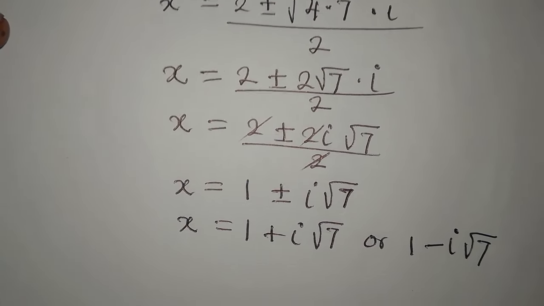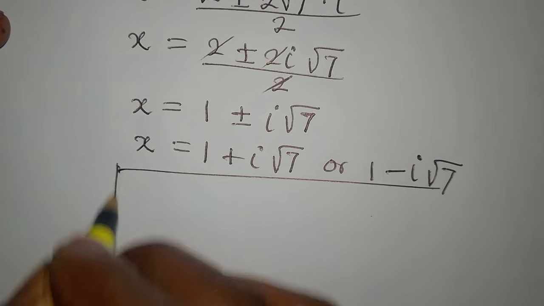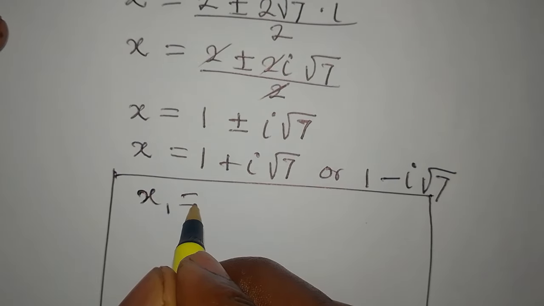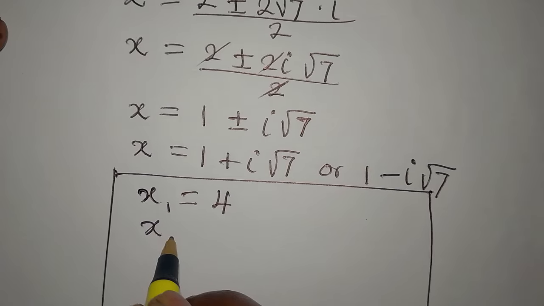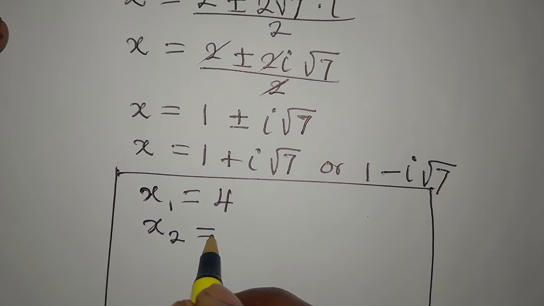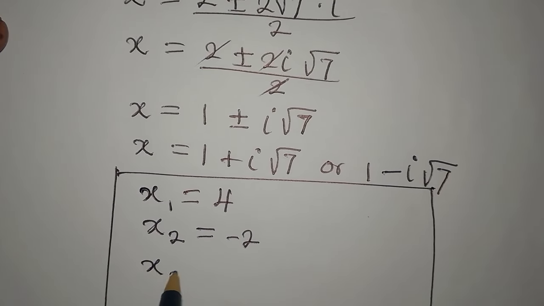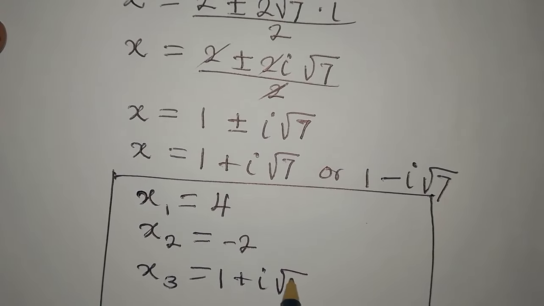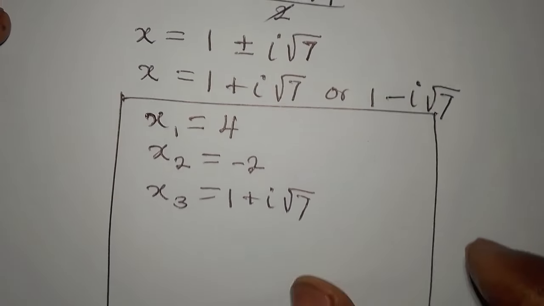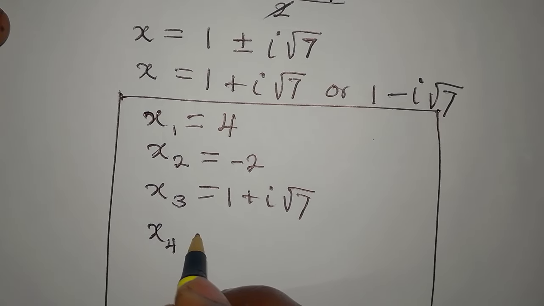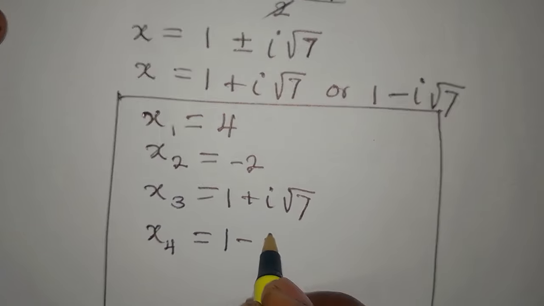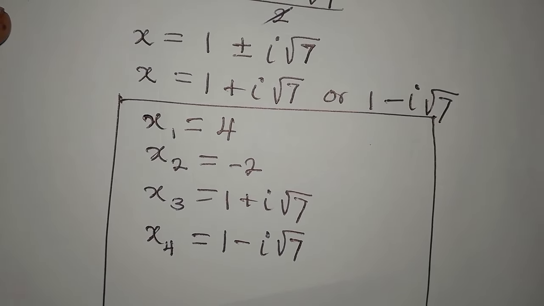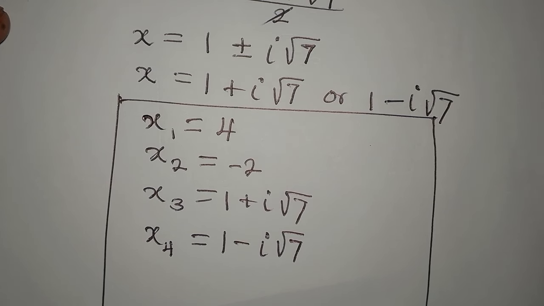Now to bring the four solutions together, let's do this. We had x1 before to be equal to 4. If you can recall, we had x2 to be equal to minus 2. x3 is from here, which is 1 plus i root 7. Then x4 is equal to 1 minus i root 7. So these are the solutions to the equation.